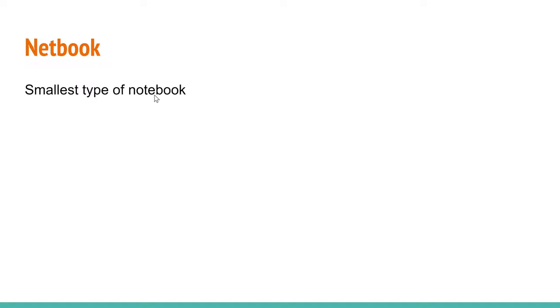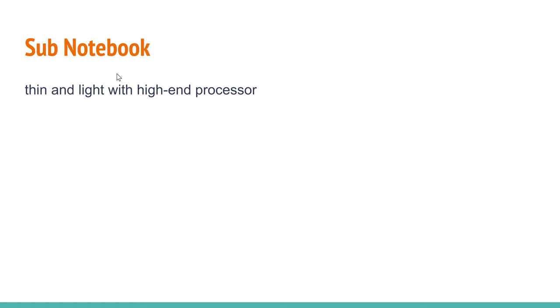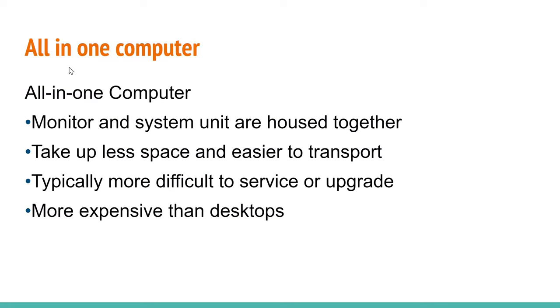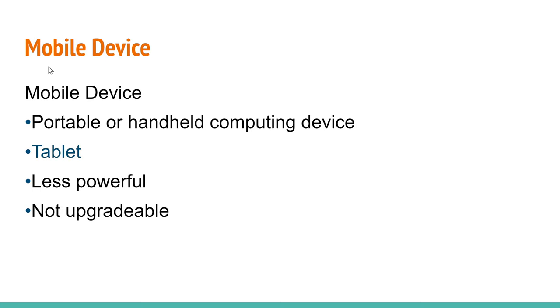Netbook, the smallest type of notebook. Sub-notebook, thin and light with a high-end processor. All-in-one computer: monitor and system unit are housed together. Takes up less space and is easier to transfer, but is typically more difficult to service or upgrade and more expensive than desktops. Mobile device: portable and handheld computing device, tablet. Less powerful, not upgradable.